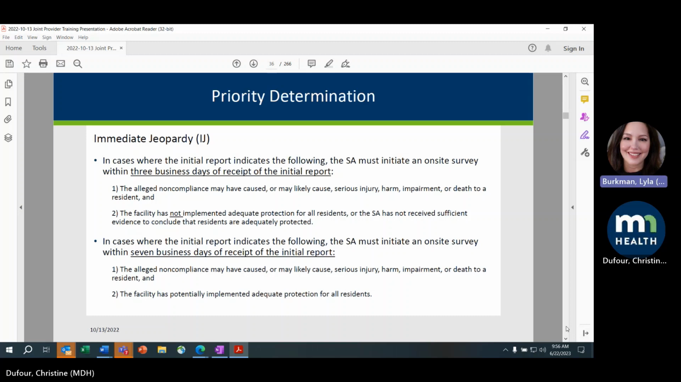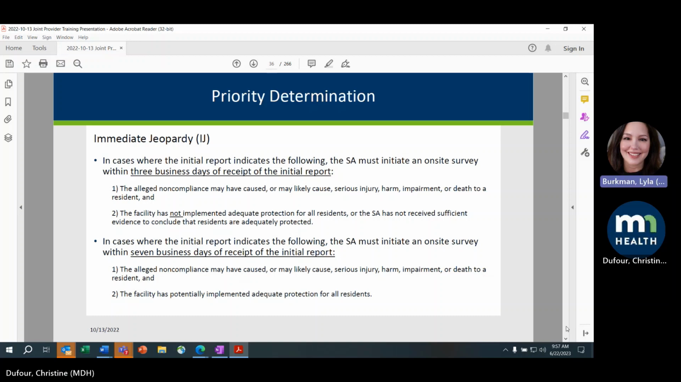Now we'll review priority determinations. When reviewing each individual intake, in cases where the initial report indicates the following, the state agency must initiate an on-site survey within 3 business days of receipt of the initial report. An immediate jeopardy would be any alleged noncompliance which may have caused or may likely cause serious injury, harm, impairment, or death to a resident, and the facility has not implemented adequate protection for all residents, or the state agency has not received sufficient evidence to conclude that residents are adequately protected.